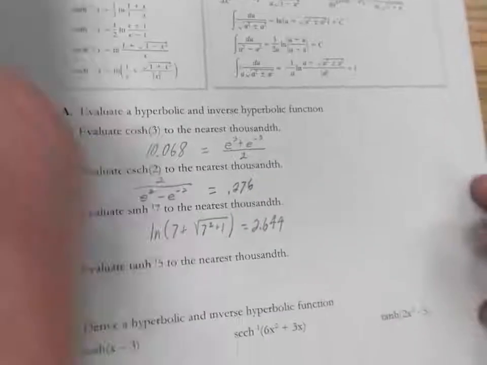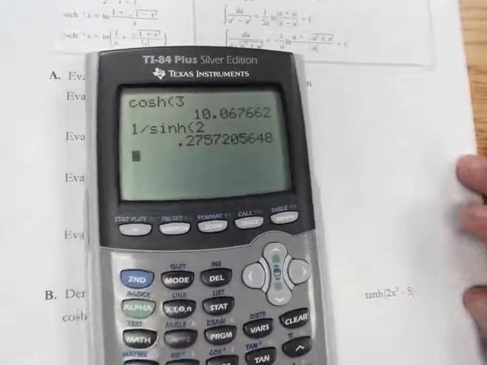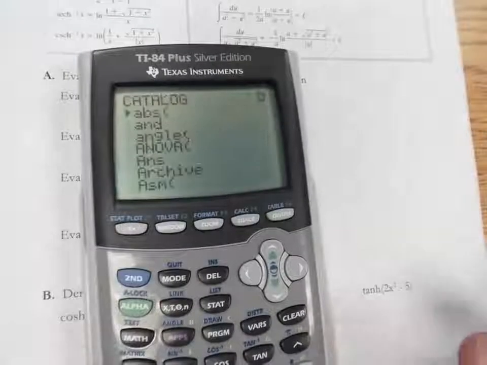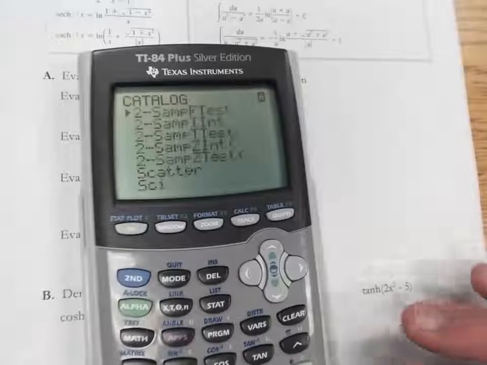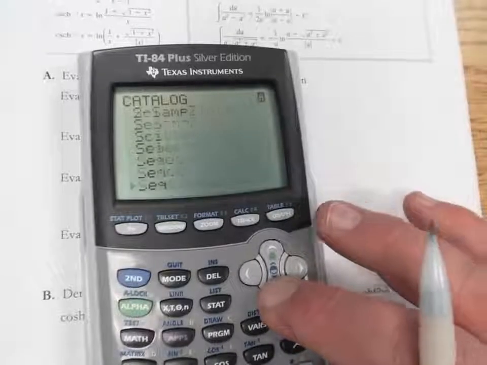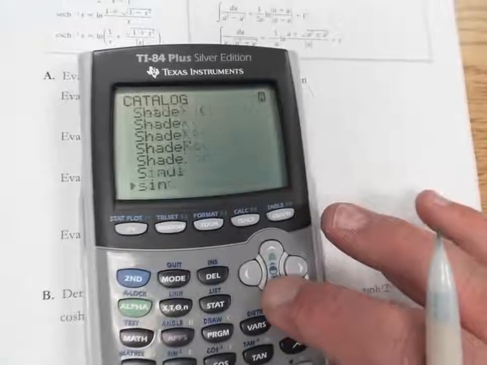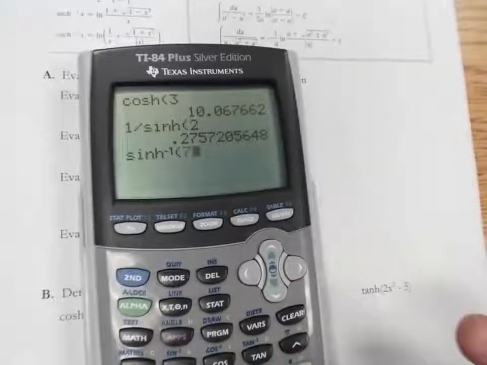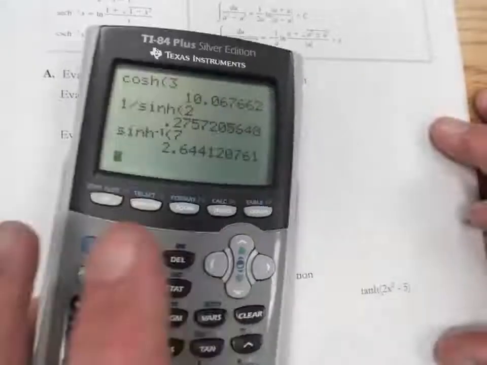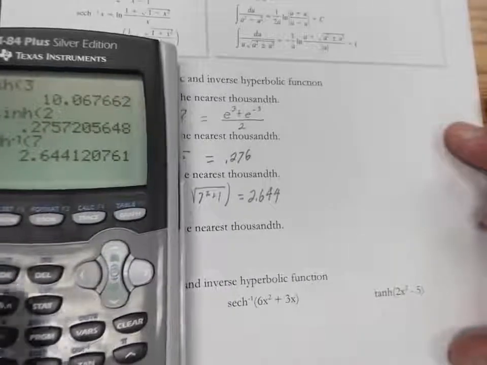Now, will the calculator do the same thing? I'll hit second and 0, and I'm looking for the s's again, but I'm looking for the inverse hyperbolic sine. This is just an introduction to what these do. There it is. I'll put in 7, and there is my 2.644.